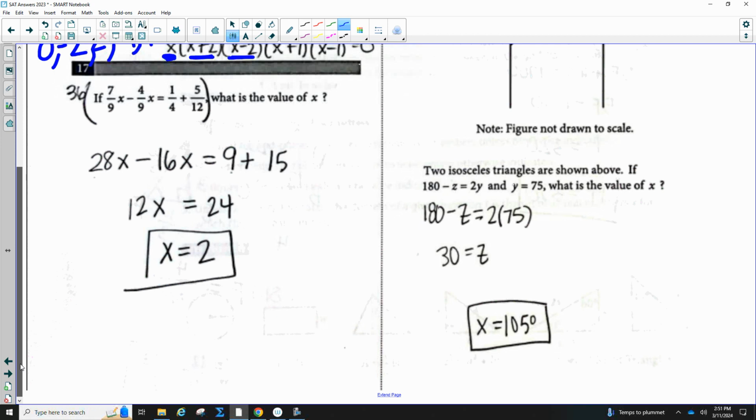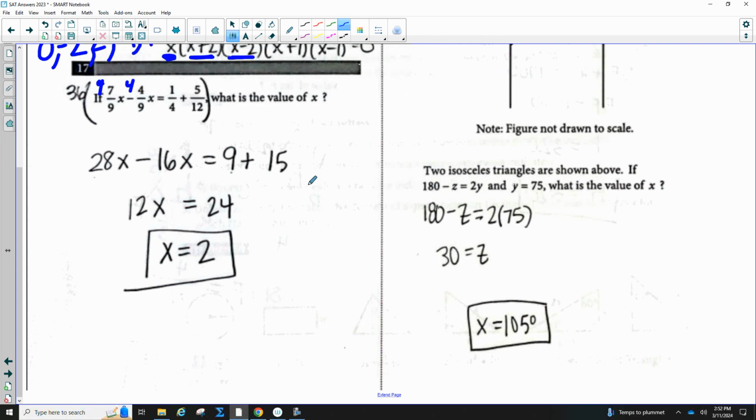What is 36 divided by 9? 4. And then the 4 just multiplies to the 7 to get 28x, okay? 36 divided by 9 is 4. Then it multiplies here to give you negative 16x. Okay, 36 divided by 4 here is 9, and it multiplies to the 1. And then 12 goes into 36 3 times, and it multiplies to the 5. And then just solve, all right? It's really easy if you fraction bust.